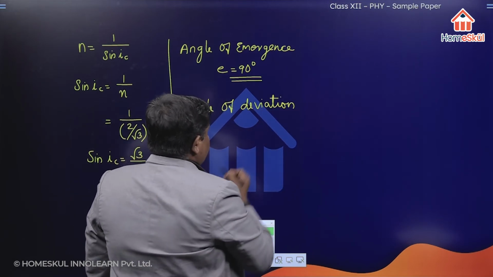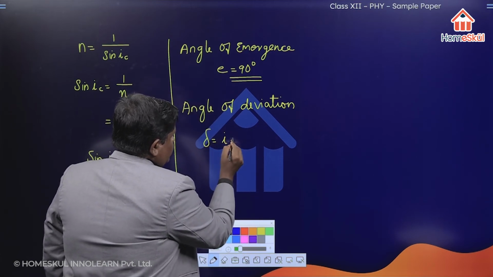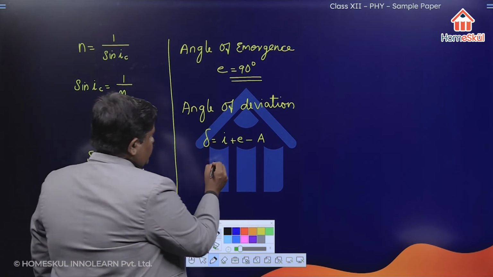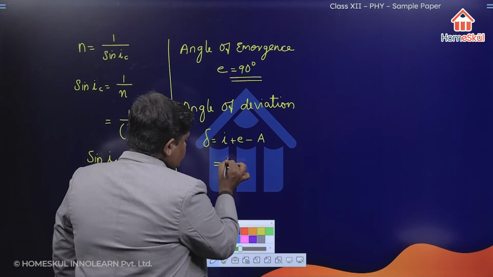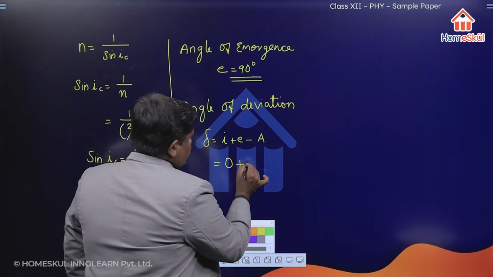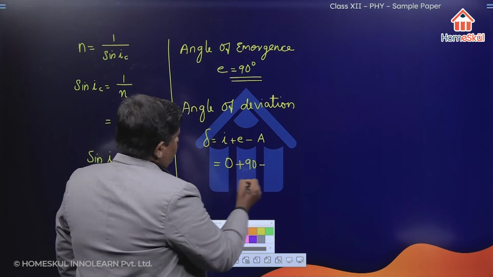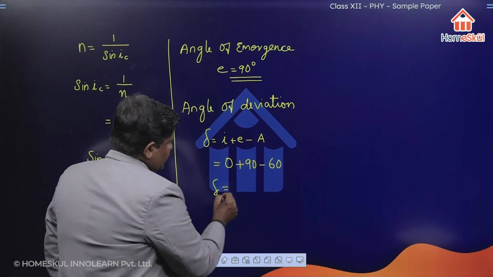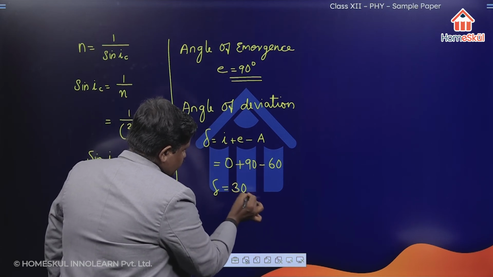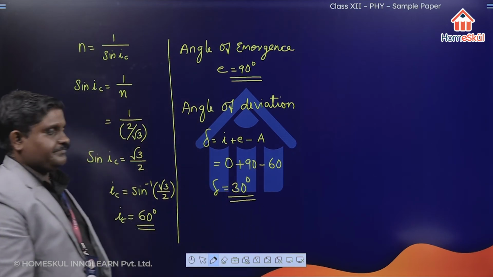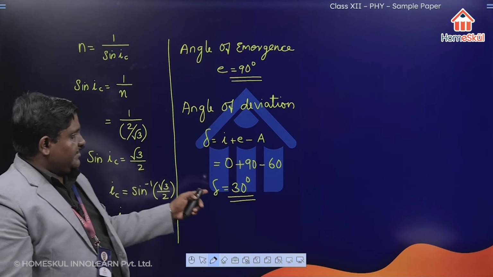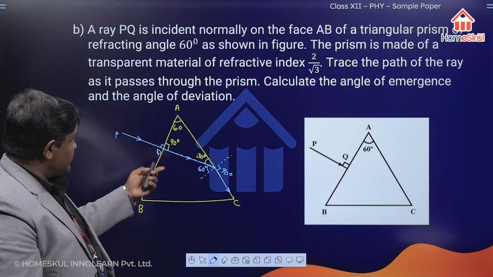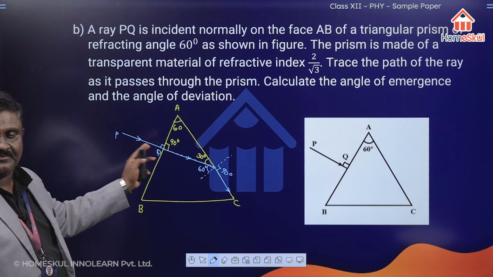Angle of deviation delta equal to I plus E minus A. This is the expression for calculating the angle of deviation, that is equal to angle of incidence, which is 0, plus angle of emergence, that is 90 degrees, minus angle of the prism, that is 60. Therefore, angle of deviation delta equal to 90 minus 60, that is equal to 30 degrees. Okay, so we get the angle of deviation as 30 degrees and angle of emergence as 90 degrees, and the critical angle is 60 degrees, and we complete this ray diagram, right?